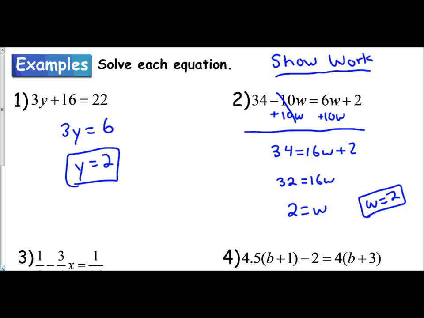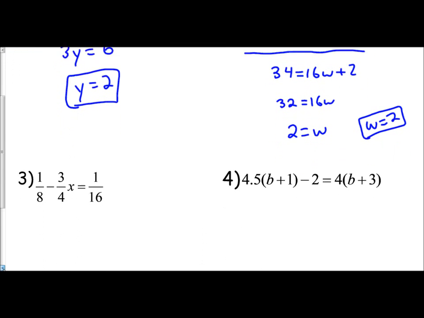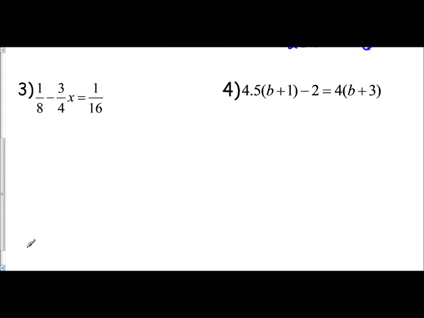Now let's try the harder problems. You have here 1/8 minus 3/4 x equals 1/16. Now there are multiple ways to do these problems. A lot of students see this problem and they get intimidated because of all the fractions. But you still follow the same order. Fractions are numbers, so you do the same thing. And we're going to do this problem in 2 different ways.